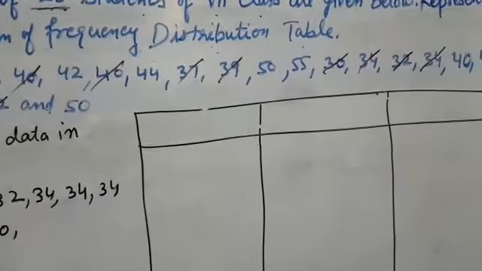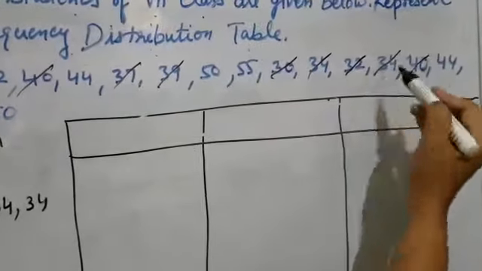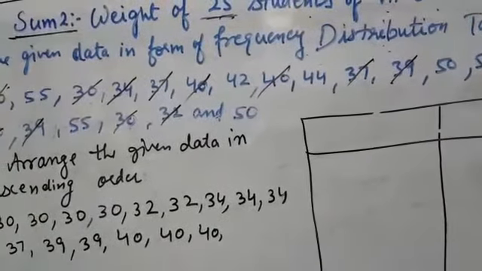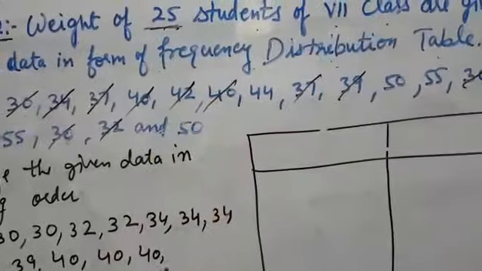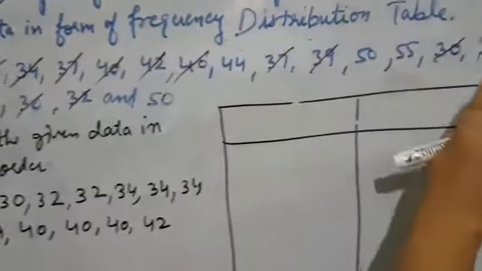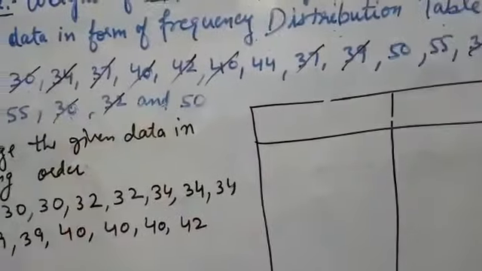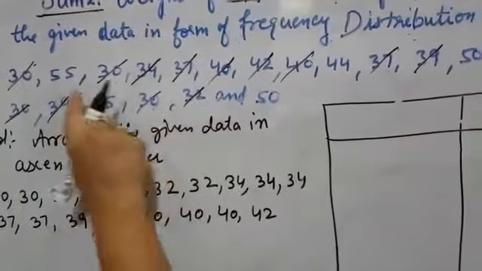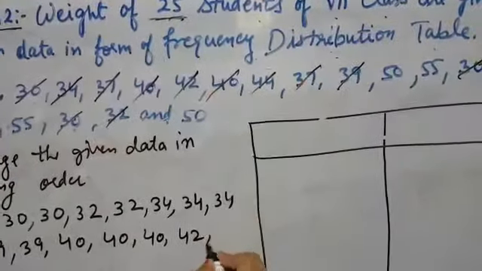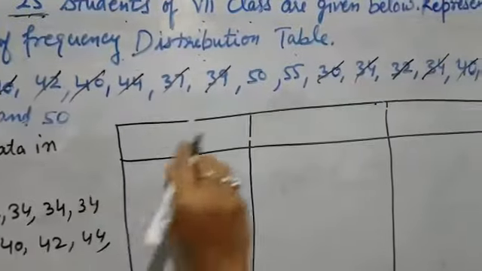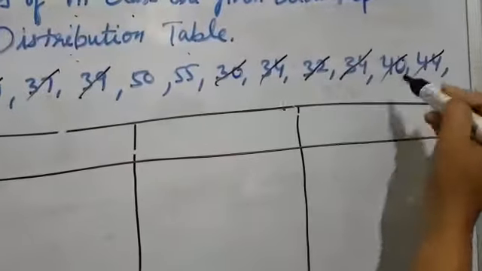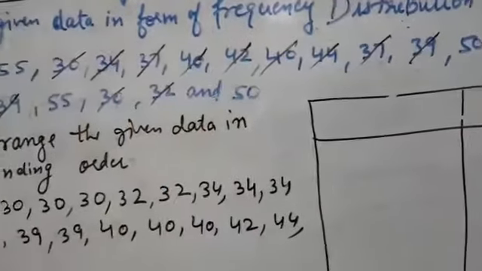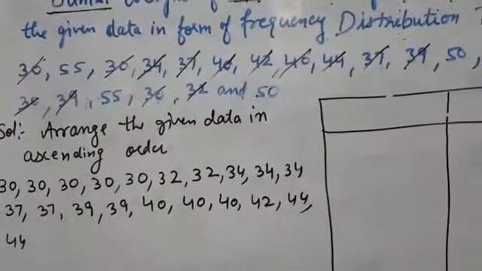And one more 40. After 40, 42. Any other? No. So 42 and then 44. 44. Next 44 is there. Yes. No, 44 is there. Next 50.